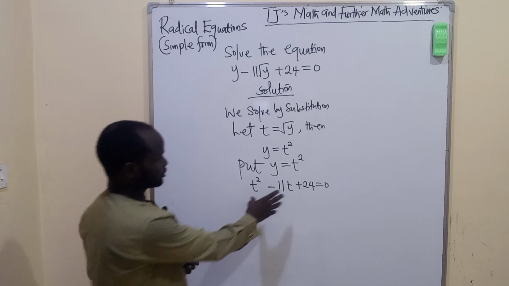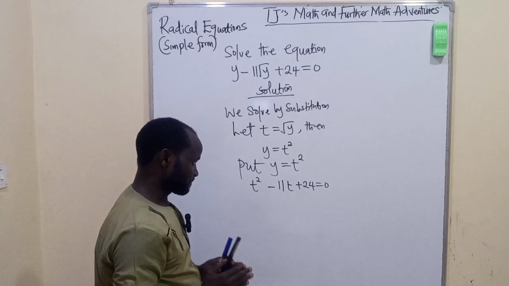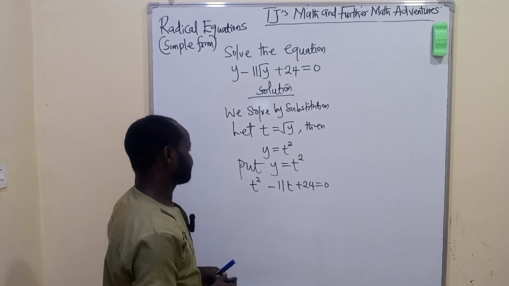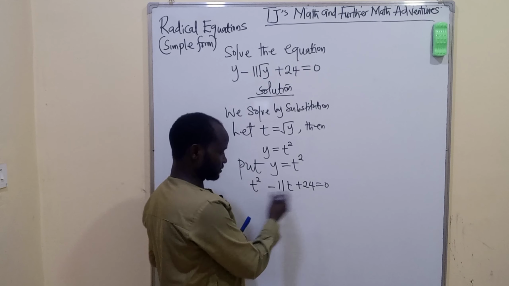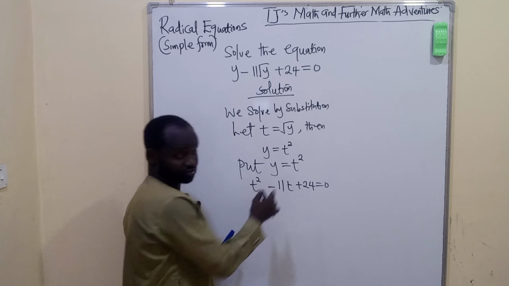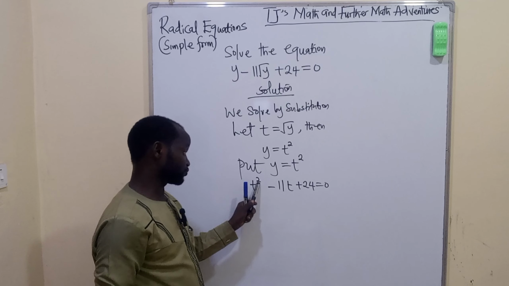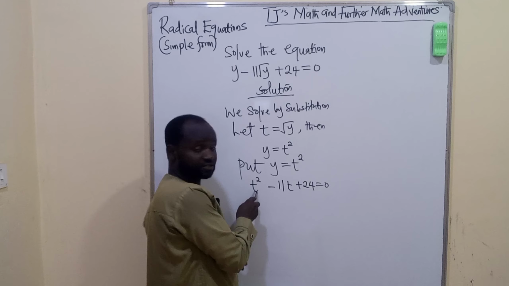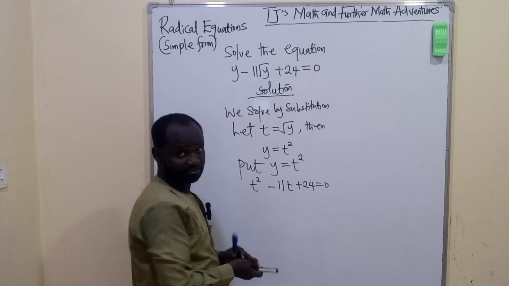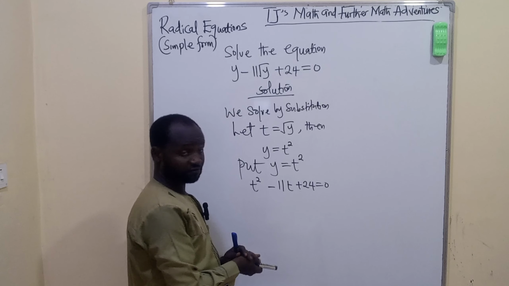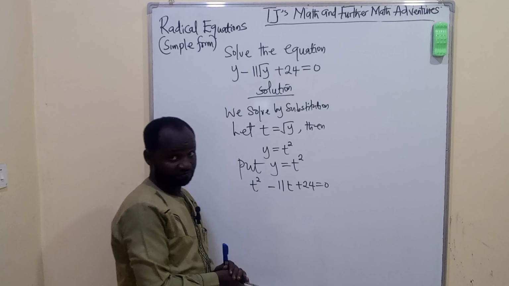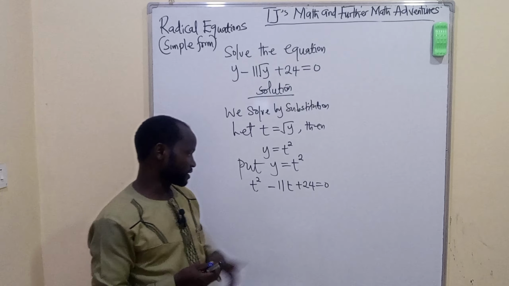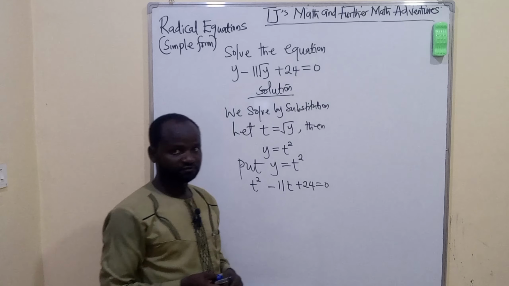This new equation, we can solve it by factorization method. How do we factorize this? Because this is a quadratic equation. The highest power here is 2. So we multiply the first term, which is t squared, by the last term, that is plus 24, and that will give us 24t squared. We need two factors of 24t squared that can give us minus 11t.